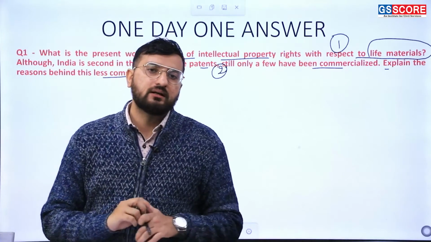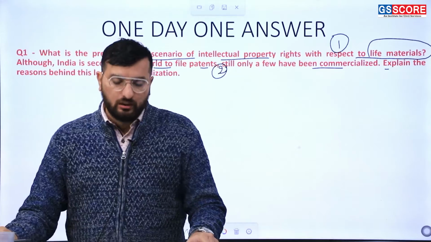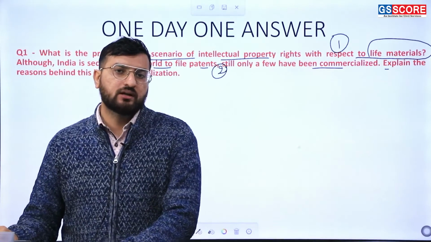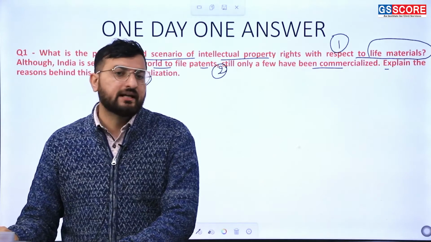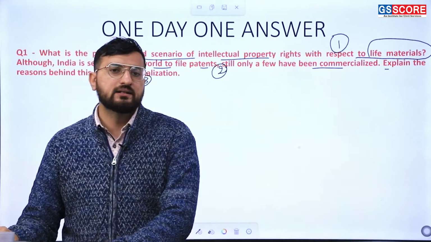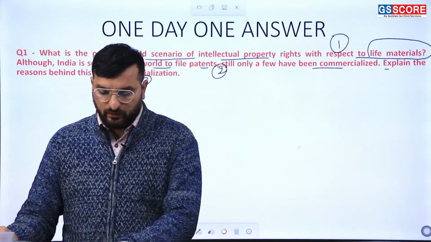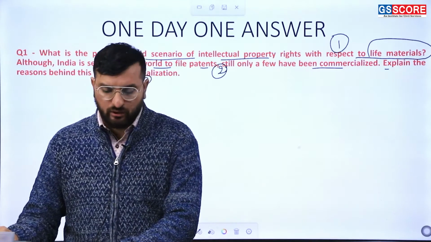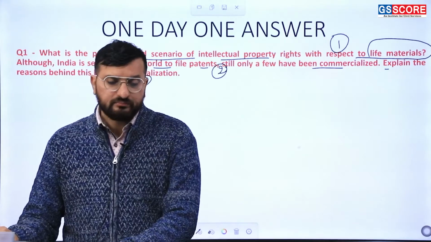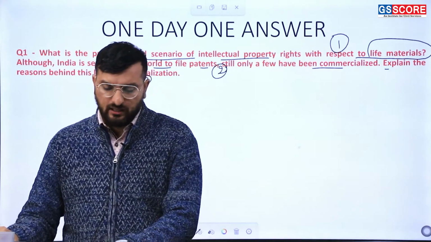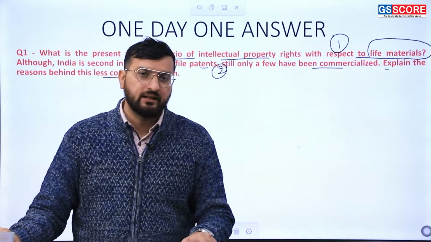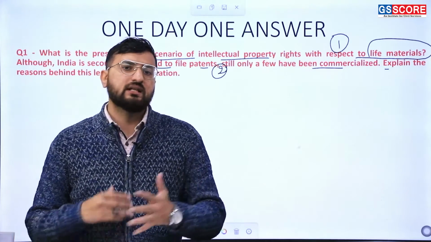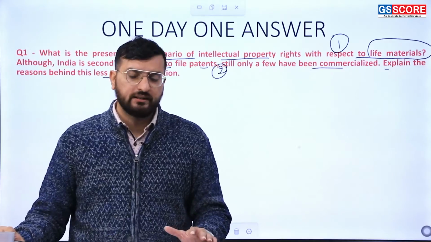So in this question, you need to know the demand of the question. It is asking about the current global scenario. Second, it is also talking about India's position in filing patents globally. And third, it is asking why these patents are not being commercialized, or what factors are hindering the commercialization of these products in life sciences, pharmaceuticals and biotechnology. So these are the things that you need to discuss in this question.